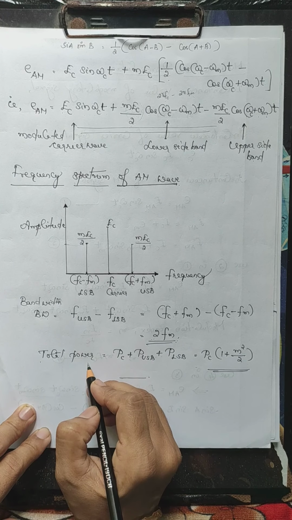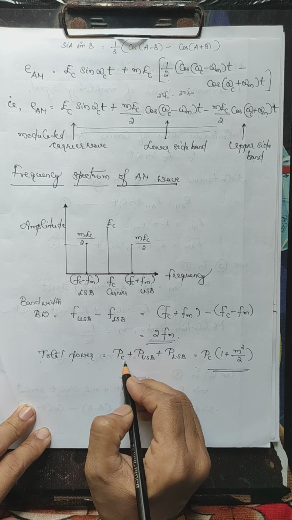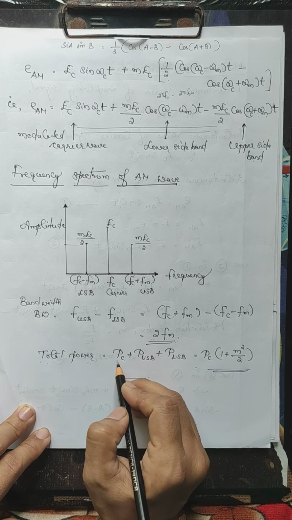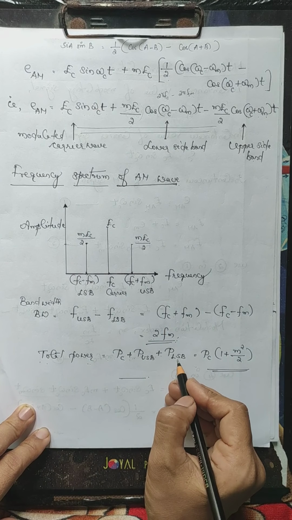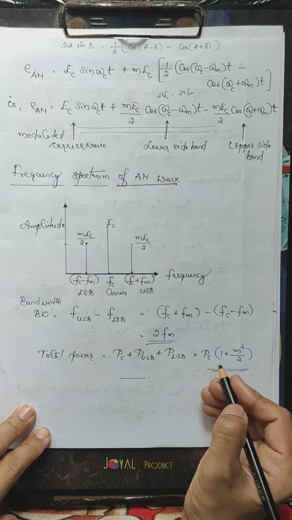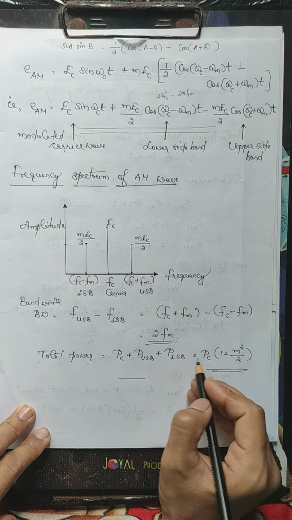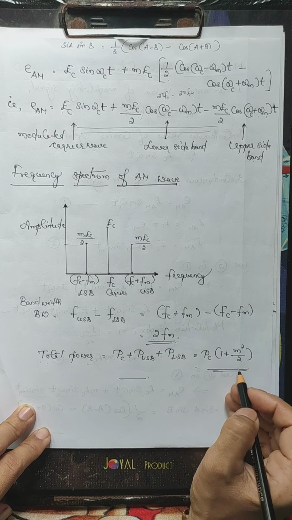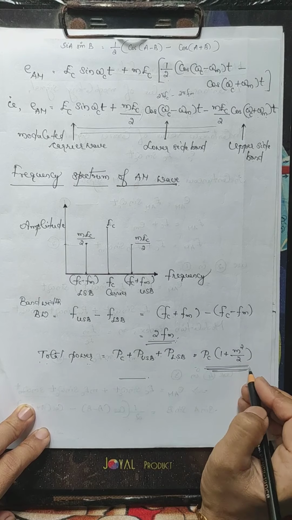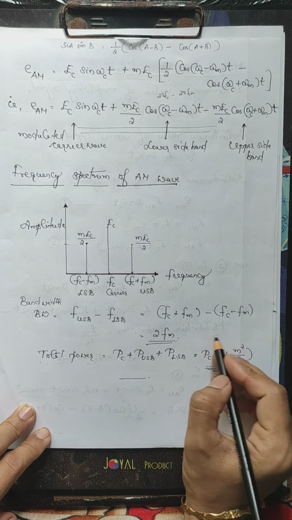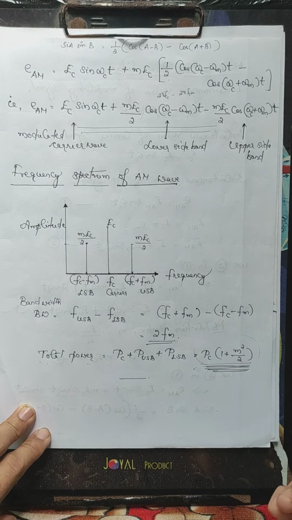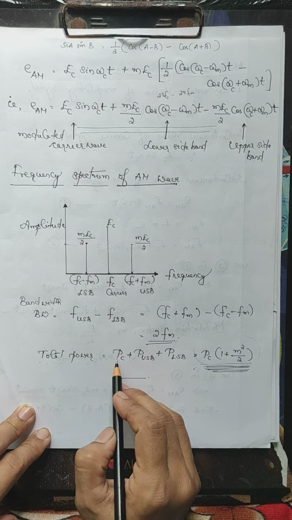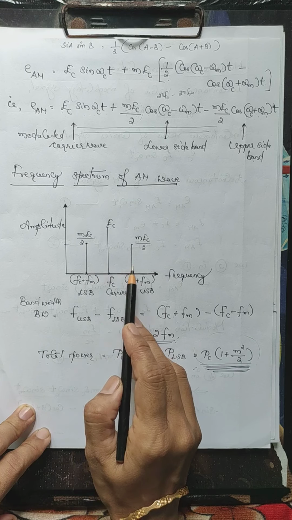And the total power: there are three components. The total power is equal to power of carrier plus power of upper sideband plus power of lower sideband, which will be Pc into 1 plus m square divided by 2. So just know this equation. This is obtained after a derivation, so just keep this equation in mind. Total power is the sum of power of all the three components.